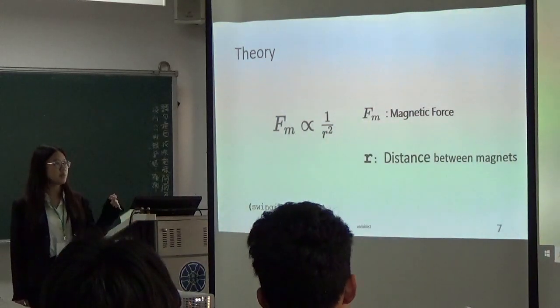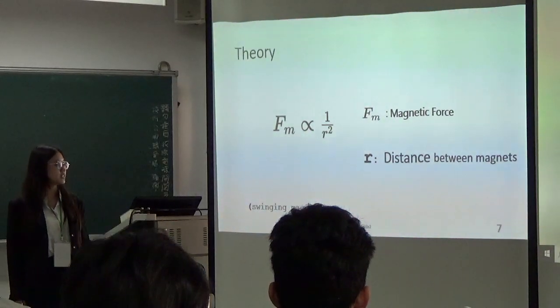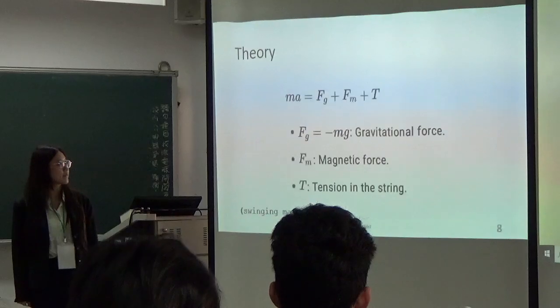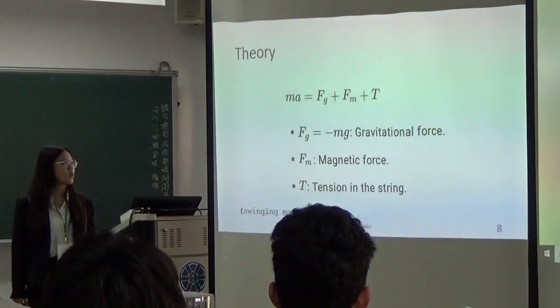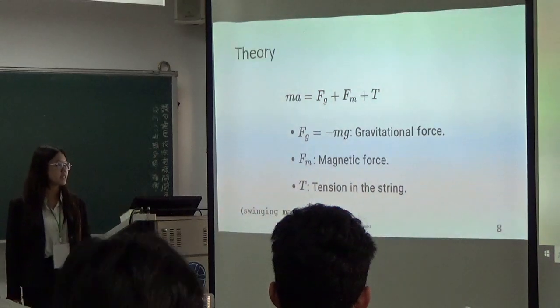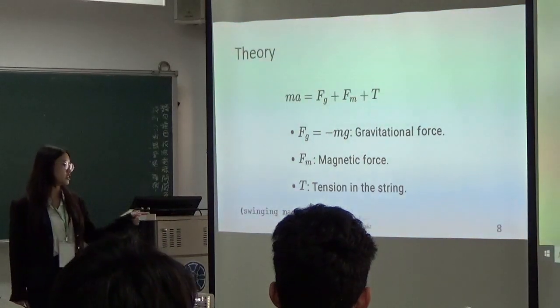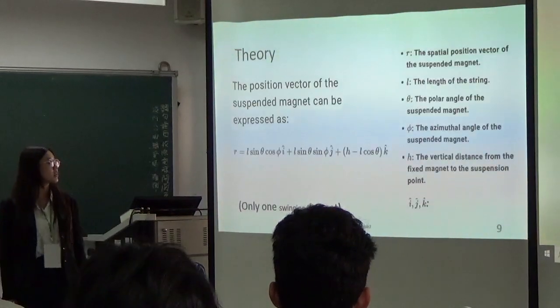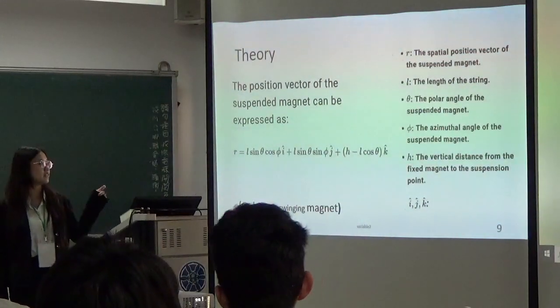If the distance between magnets decreases, the magnetic force will increase. The gravitational force plus the magnetic force and the tension of the string equal the mass times the acceleration of the magnet. This is about the swinging magnet, and the position vector of the suspended magnet can be expressed like this.